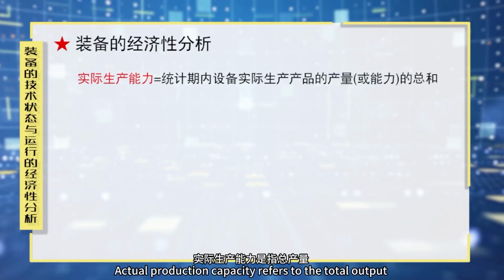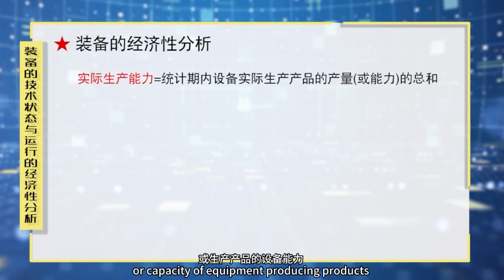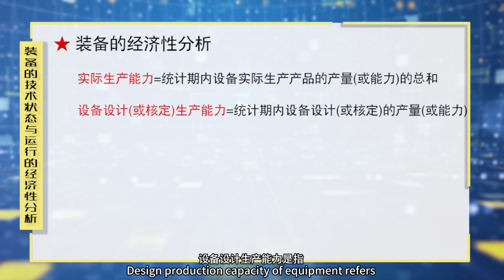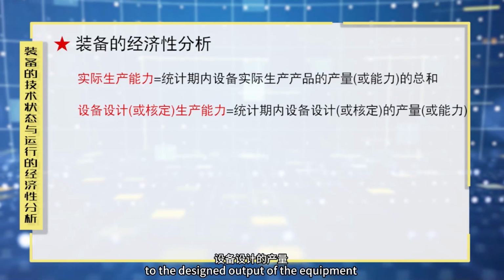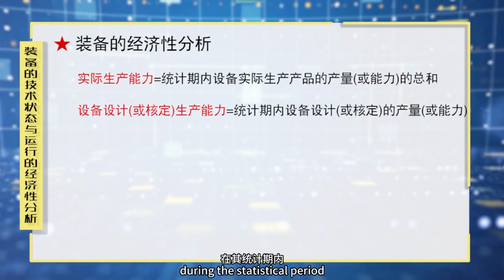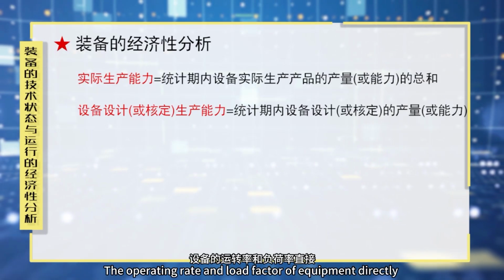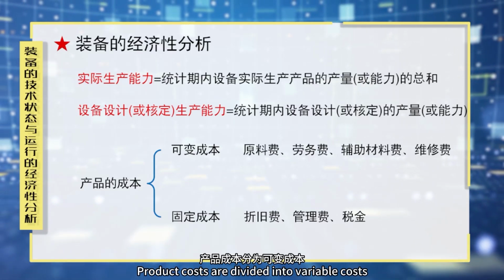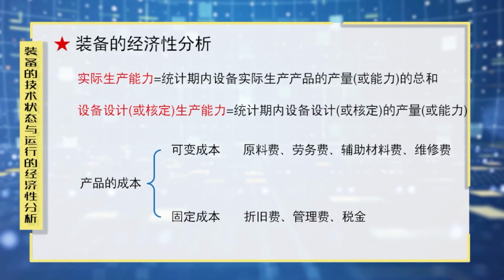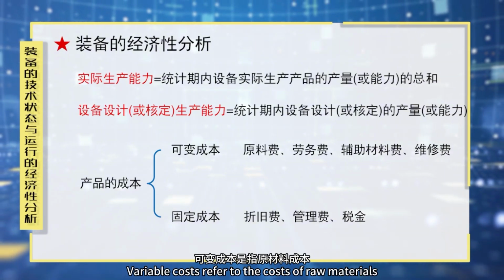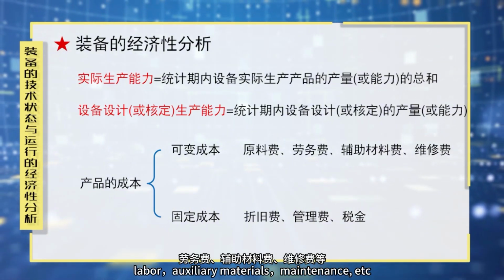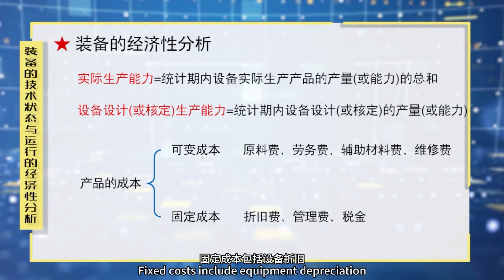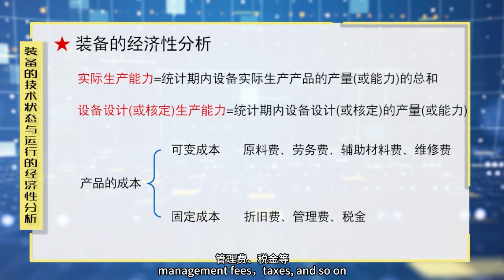Actual production capacity refers to the total output or capacity of equipment producing products during the statistical period. Design production capacity of equipment refers to the designed output of the equipment during the statistical period. The operating rate and load factor of equipment directly affect the product's cost and profit. Product costs are divided into variable costs and fixed costs. Variable costs refer to the costs of raw materials, labor, auxiliary materials, maintenance, etc., consumed by the product. Fixed costs include equipment depreciation, management fees, taxes, and so on.